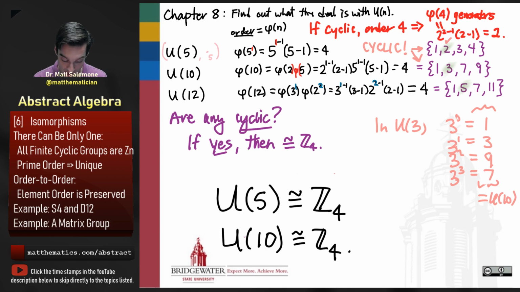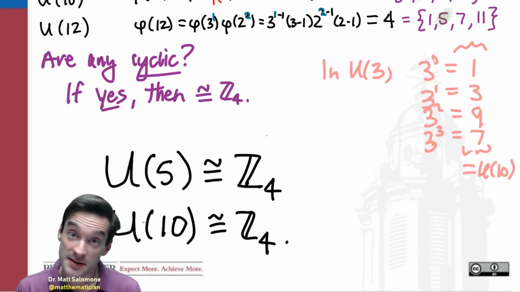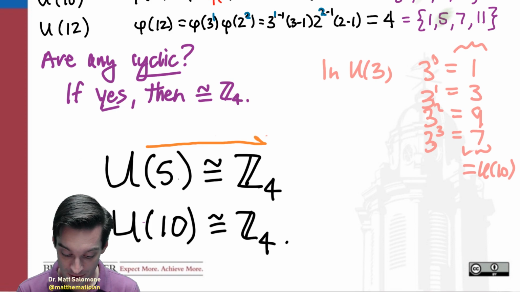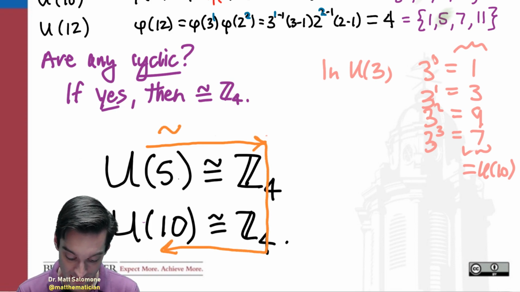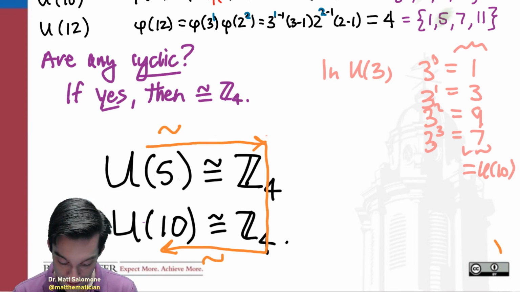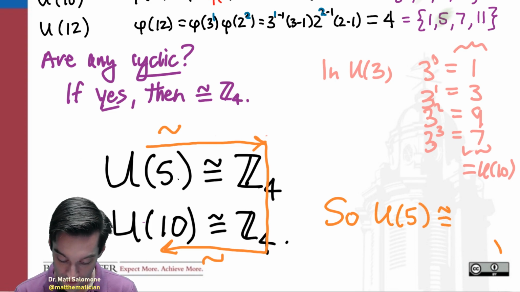But just like our example from class, once I know that U5 is isomorphic to Z4 and U10 is isomorphic to Z4, all we have to do is tiptoe through the tulips. To get an isomorphism from U5 to U10, I'll just go from U5 to Z4 via an isomorphism, and then from Z4 back to U10 via its isomorphism. So U5 is isomorphic to U10.